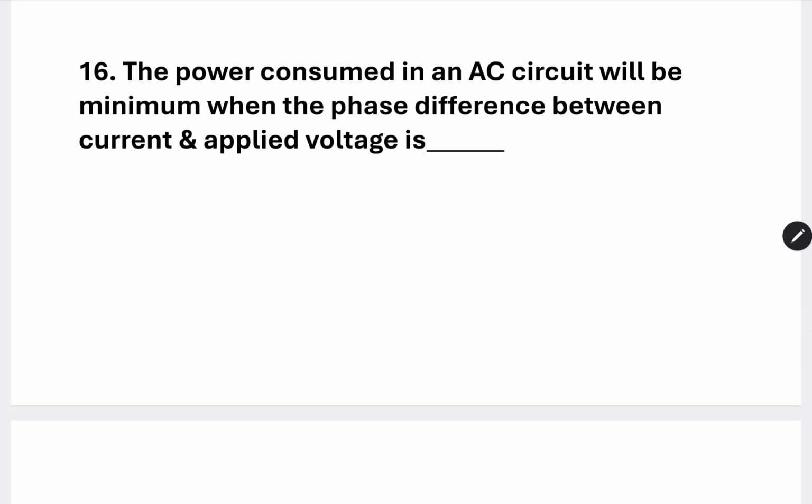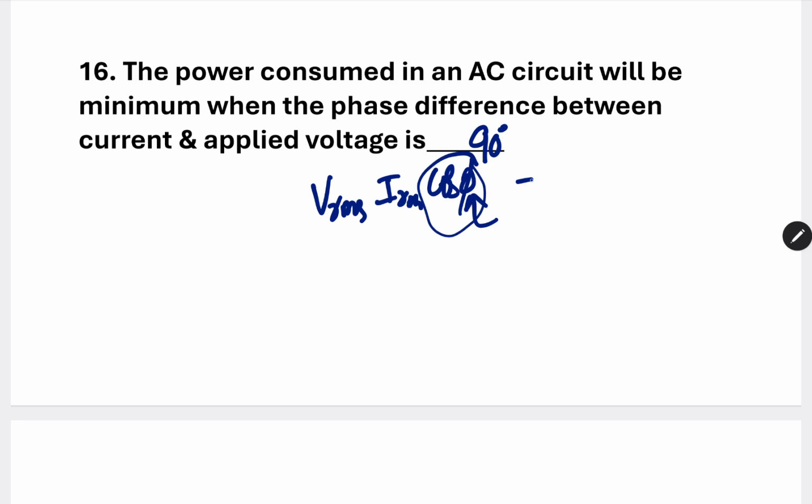Next, question number 16. The power consumed in an AC circuit will be minimum when the phase difference between current and applied voltage is how much? When the phase difference is 90 degrees, we have the minimum power consumption. The power formula is VRMS into IRMS cos phi. When phi becomes 90, cos phi becomes 0, so power consumption becomes almost 0 or minimum.